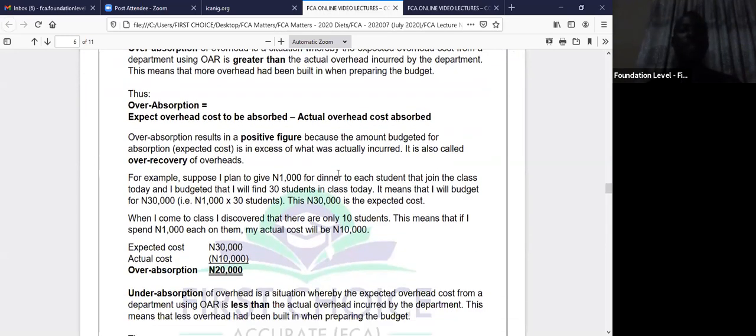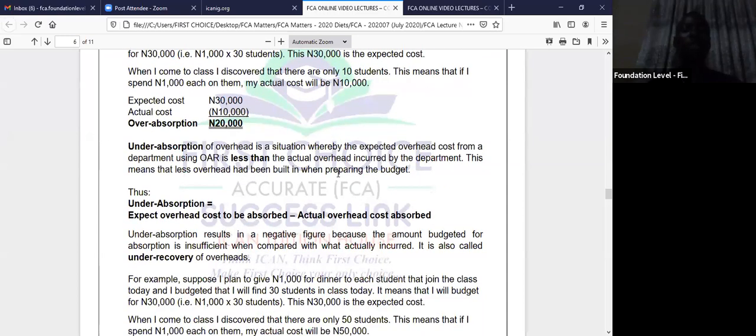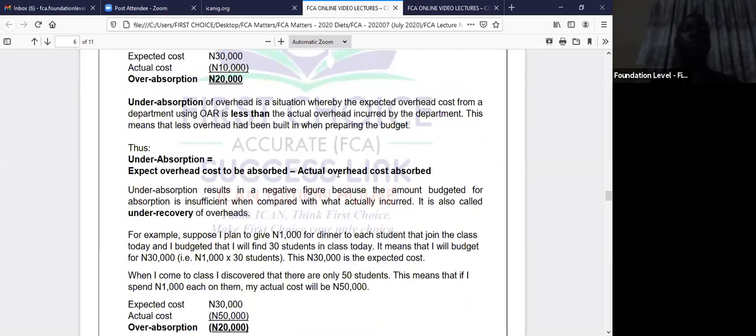Now, what is under absorption? Under absorption is the opposite, whereby your expected overhead cost is less than actual. You had in mind 50,000 naira. You went to the market and they told you, you have to buy at 52,000. And you start looking for, where will I get 2,000 naira?